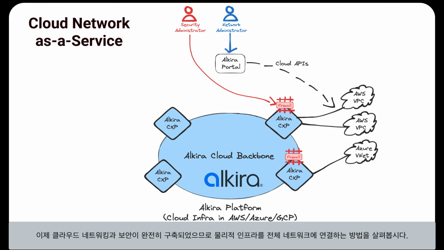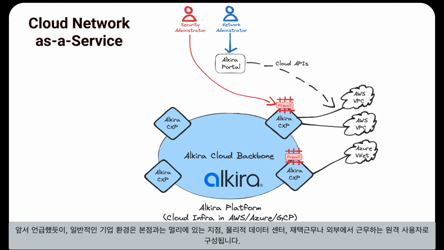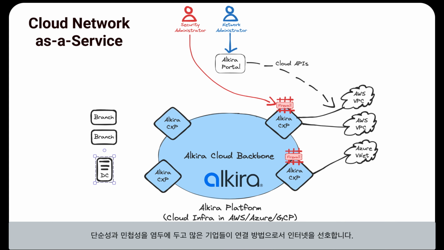Now that our cloud networking and security is fully built, let's see how the physical infrastructure can also be connected to the network. As discussed earlier, a typical enterprise environment consists of remote branches, physical data centers, and users working from either home or remote locations. Keeping simplicity and agility in mind, many enterprises choose the Internet as a preferred method of connectivity.